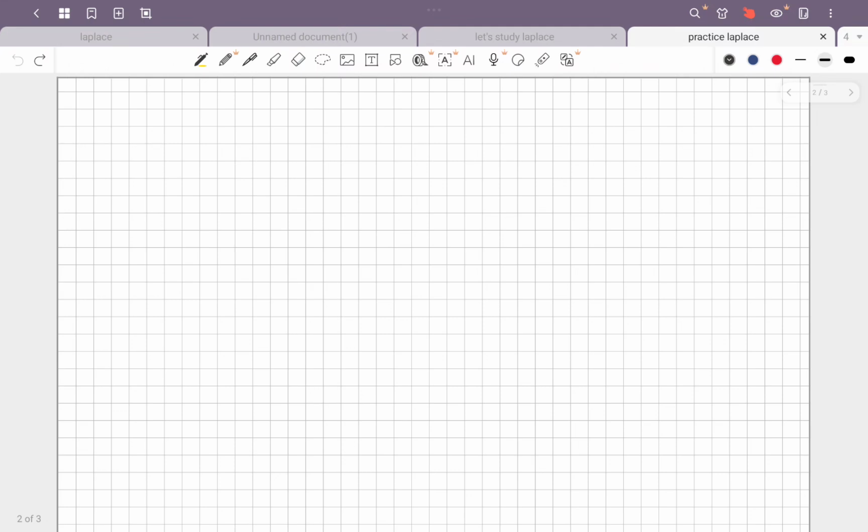Today we're gonna cover about Laplace transform again. So today we're gonna run through some questions and we will answer the questions together, right? So let's start with question 1A.